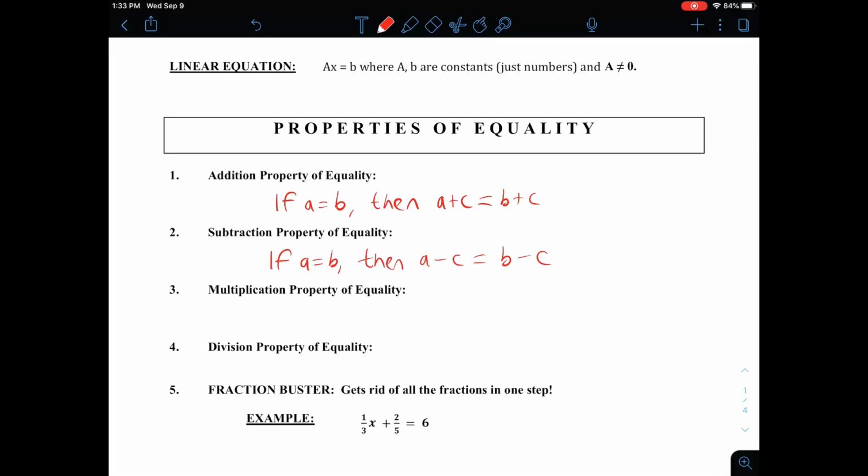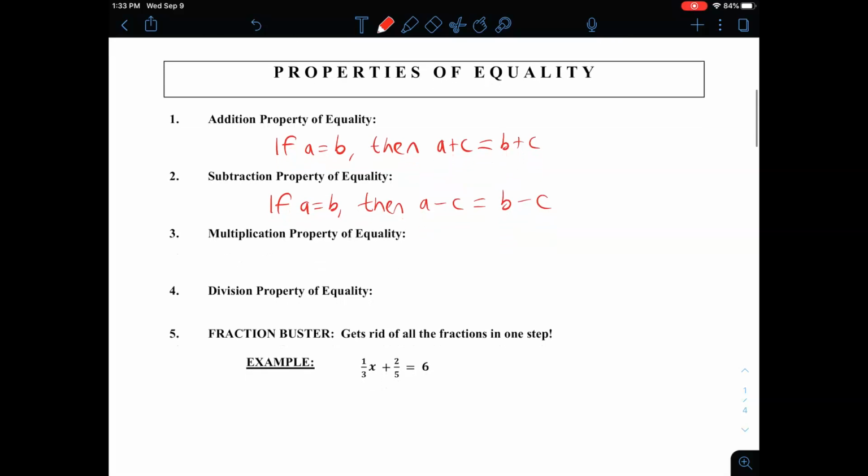Now the multiplication property of equality and division property of equality have one more extra step we have to be careful about, and that is if a equals b and c does not equal 0, then ac equals bc. Okay, this is more important for division.